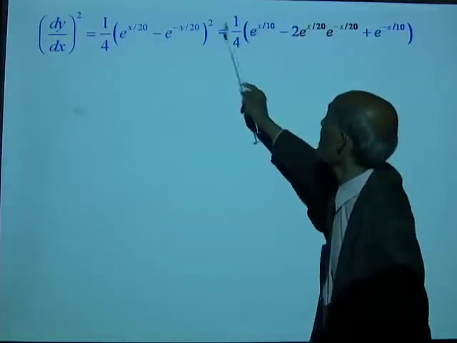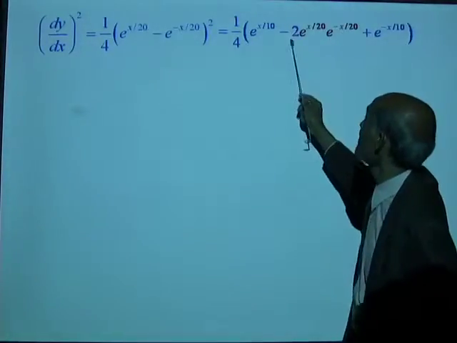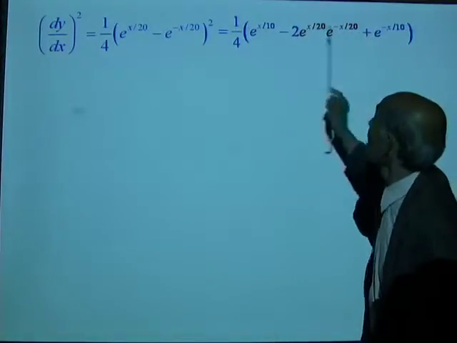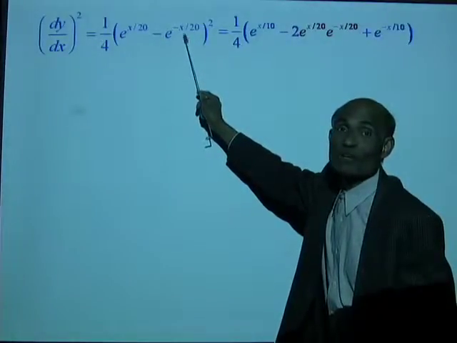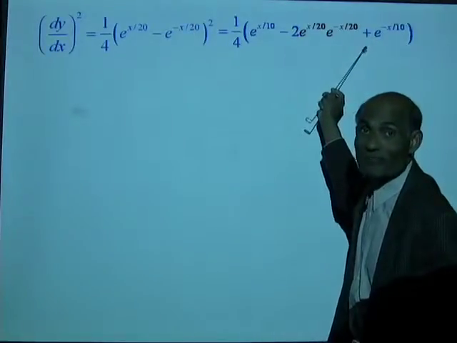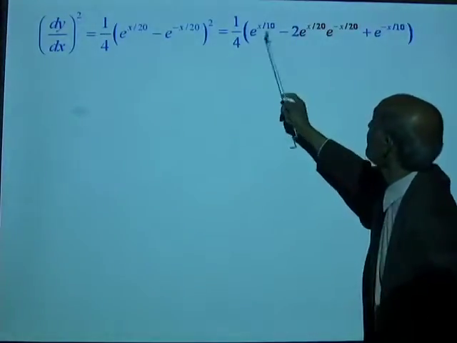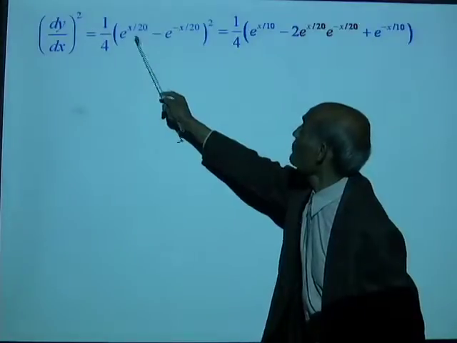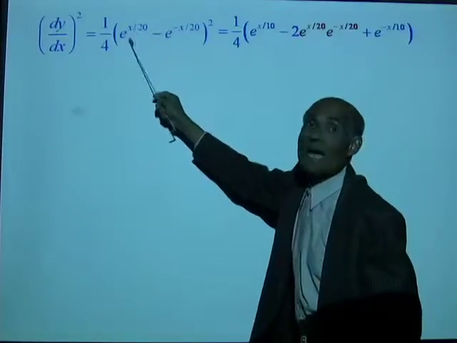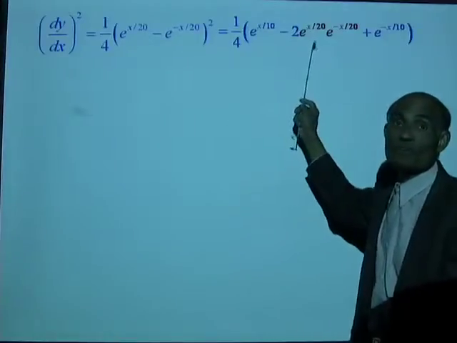So minus 2 times e to the power of x over 20 times e to the power of negative x over 20. That gives you minus 2ab plus the square of the last term. The square of the last term is e to the power of negative x over 10. So what we have is, we squared 1/2, that gives you 1/4. The square of this, a squared minus 2ab plus the square of b. That's what we have here.